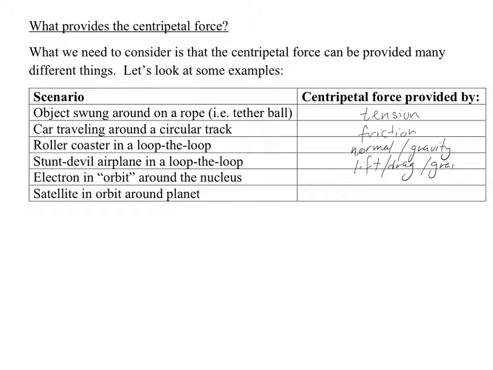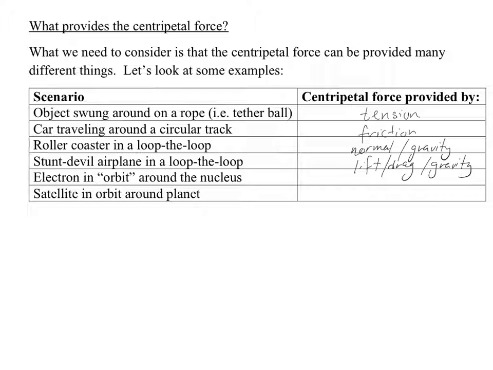Now, gravity always plays a role here, so we have to really include gravity also. All of these involve gravity, except for the tether ball. Because for the tether ball, which way does gravity act? Which way does gravity act, guys? The answer is always down. But which way does the centripetal force act now? It doesn't act down, it acts toward the center. So it's like a horizontal force that's changing its direction depending upon where it is. So gravity is not affecting the centripetal force there.